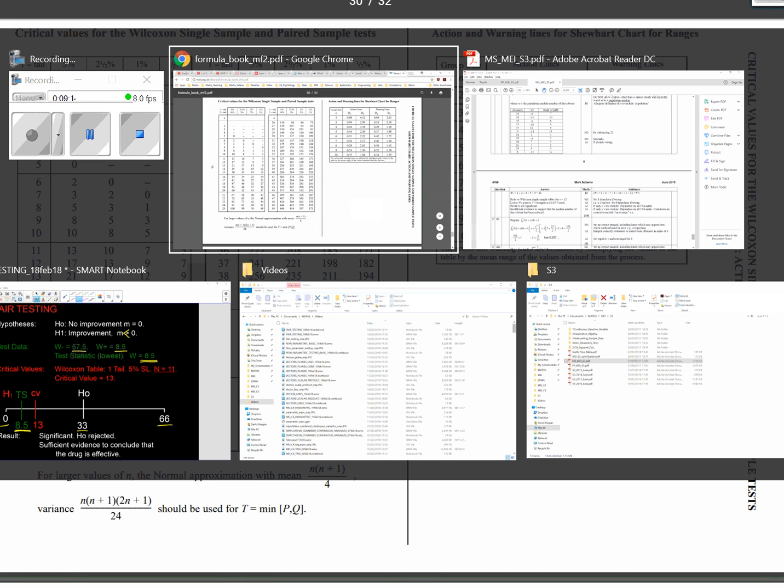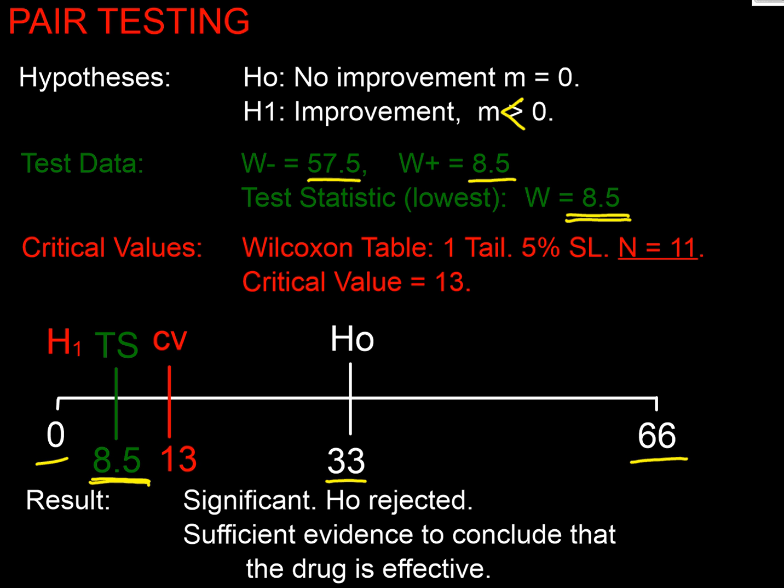13. So going back to my diagram here, my critical value is 13, and therefore my critical region will be between 0 and 13. And we've already established that our test statistic is 8.5. So our test statistic is in our critical region, so the result is significant and H0 is rejected. And we can say there's sufficient evidence to conclude that the drug is effective.